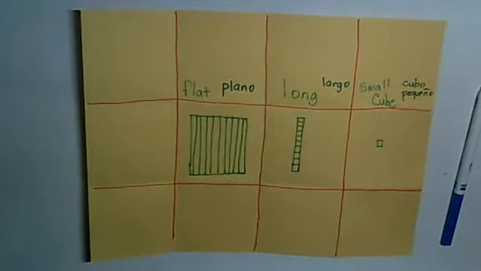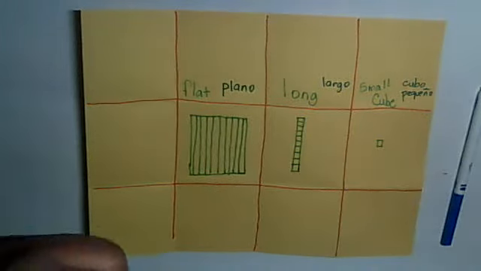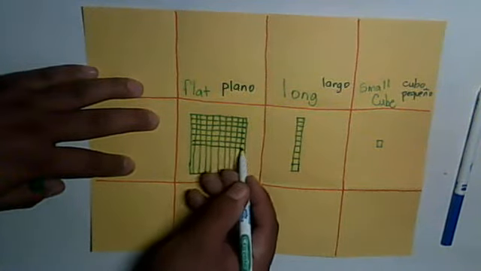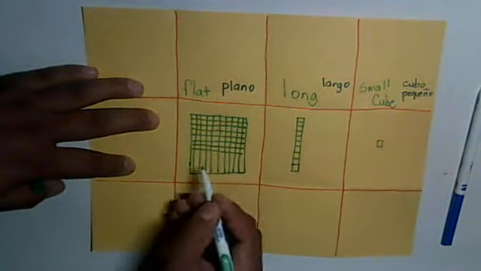It looks like my camera is cutting off. But I continued making the flat, a plano. And all I'm doing is making 10 little lines so that I have a flat that is equivalent to having 10 longs.